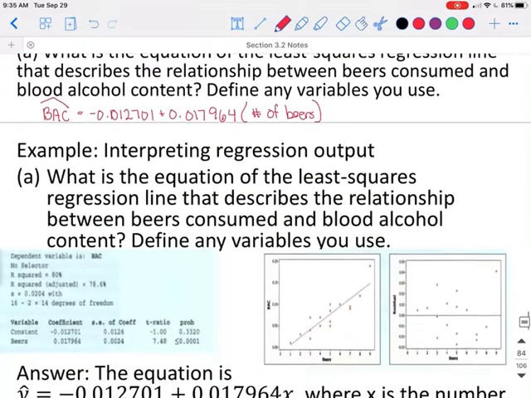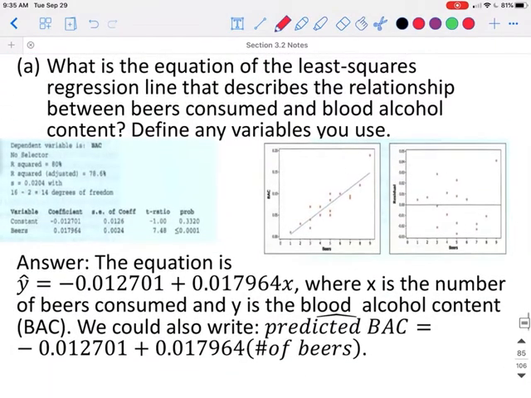Now, we could have written this instead as just y hat is equal to your equation times X, and then you have to define your variables where X is the number of beers consumed and Y is the blood alcohol content. Or again, you can just write the variable descriptions into the equation itself.